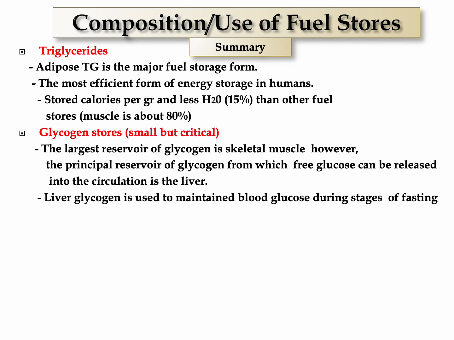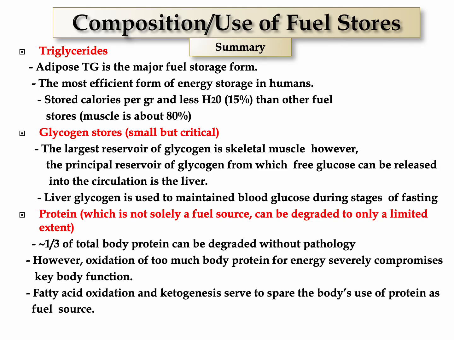Skeletal muscles hold the largest amount of glycogen, but the liver is the main source that releases free glucose into the bloodstream. Liver glycogen plays a key role in maintaining blood glucose level during fasting. About one-third of the body protein can be broken down without causing any harm, but excessive protein breakdown for energy impairs important functions. To protect protein, the body relies on fatty acid oxidation and ketogenesis as alternative fuel sources.